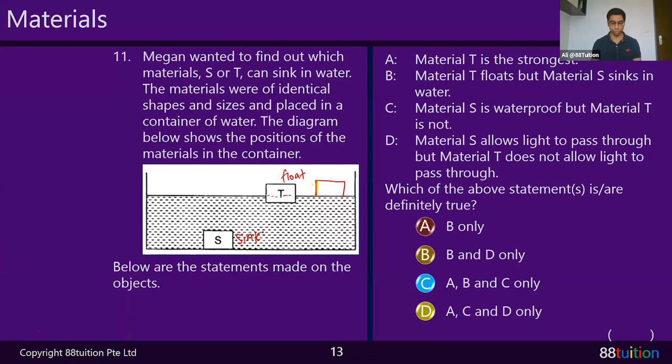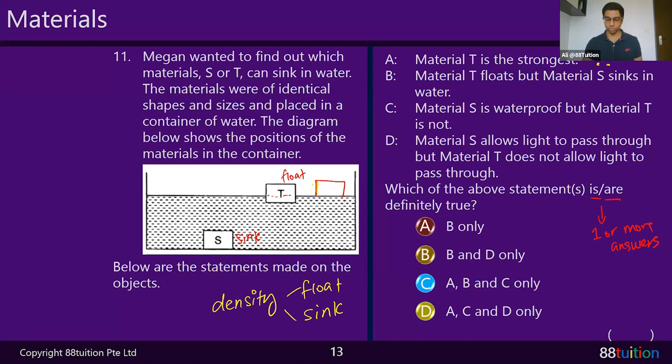All right. So, which of the following statements is definitely true or are definitely true? When you see "is or are", that means there can be one or more answers. Okay, A: material T is the strongest. Just based on this diagram, how to tell whether it's the strongest? I can't tell. This is basically a diagram that shows density only. It's the property of the material, whether it floats or sinks. It cannot tell whether it's strong or weak.